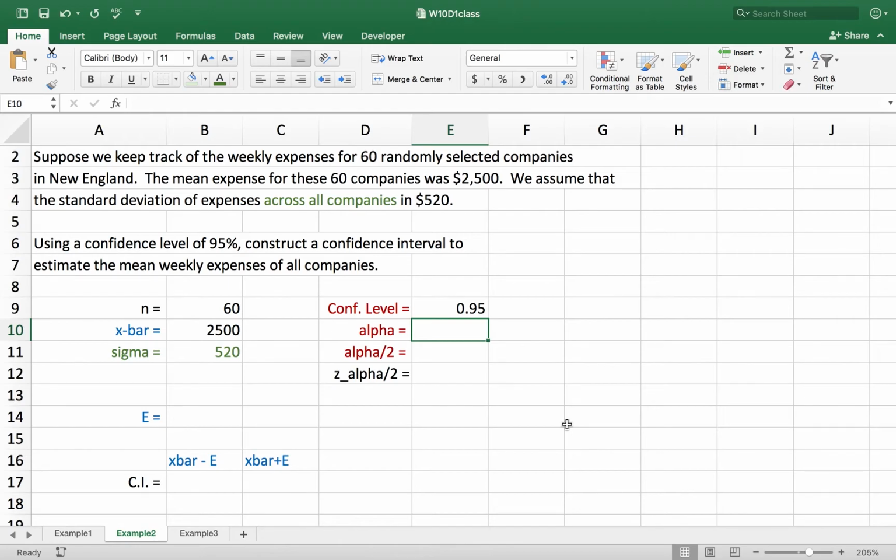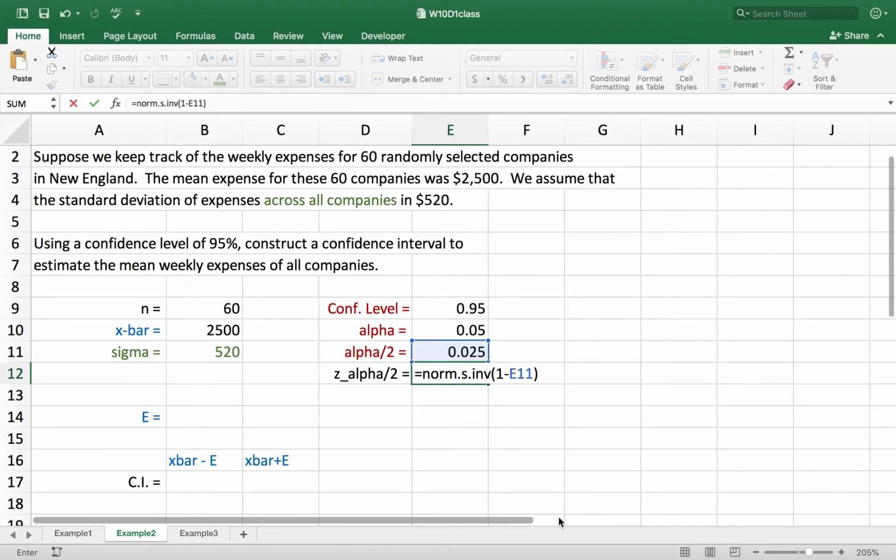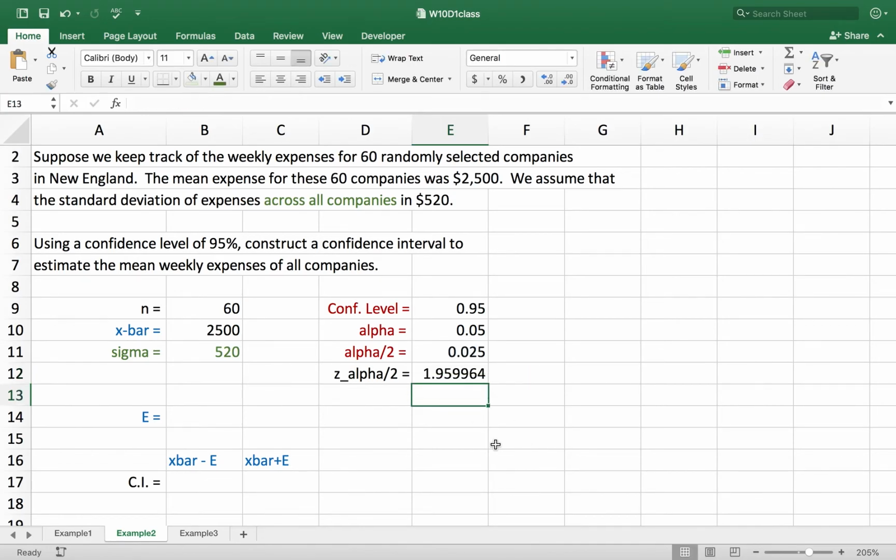We can go through the rest of the computations. Again, I recommend you pause the video and try these on your own. All right, so remember alpha is the missing percentage, so if we subtract 0.95 from 1, we'll get 5%, which should go into the tails. We have 2 tails in our middle 95%, so we're going to divide that in half. And then finally, our z alpha over 2 comes from finding the z-score with 1 minus alpha over 2 to its left. So we'll use a NORM.S.INV command, and then do 1 minus the alpha over 2 value we computed previously. So this is our critical value, z alpha over 2.